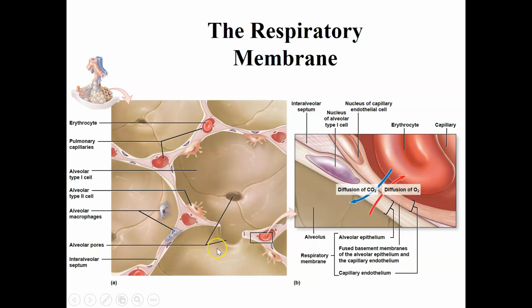The alveolar macrophages are immune cells that are patrolling the inside of the alveoli, protecting against potential inhaled microbes or particulate things, dust, things like that.